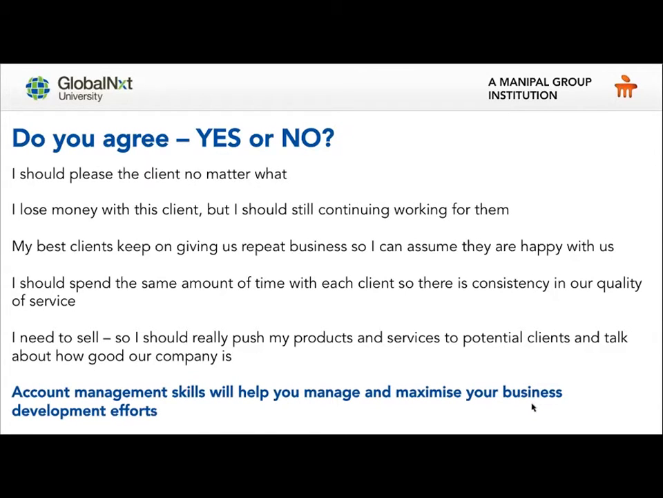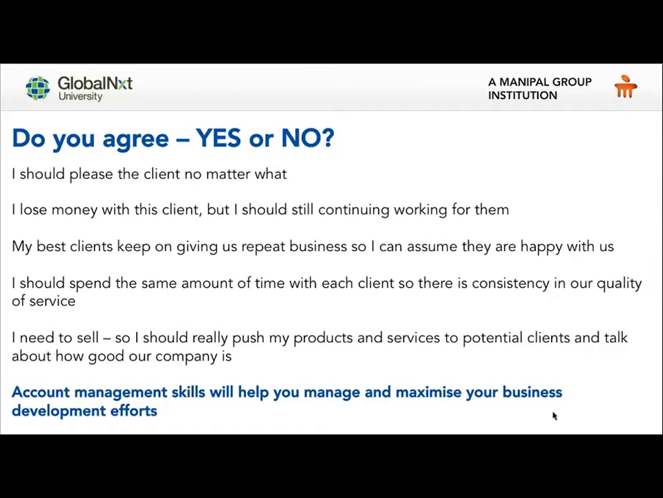Basically, account management skills are skills which will help you manage and maximize your business development efforts. They'll also enhance your strategic thinking skills because understanding client relationships is so important at multiple levels. If you're into business development, it's obviously important. If you have a touch point with a client, it's obviously important. If you're a senior leader, it's important that you know how to work with clients.